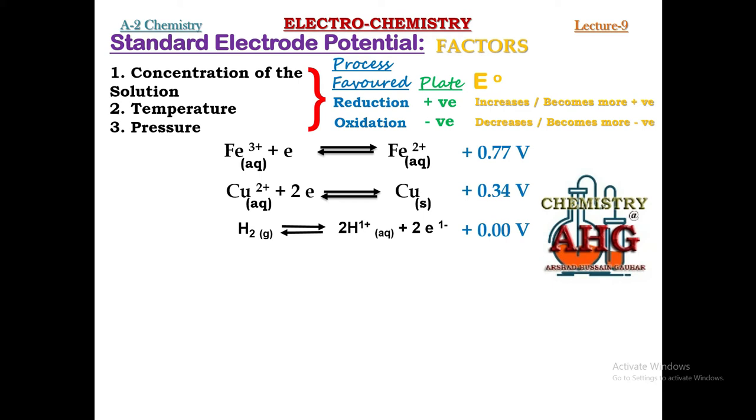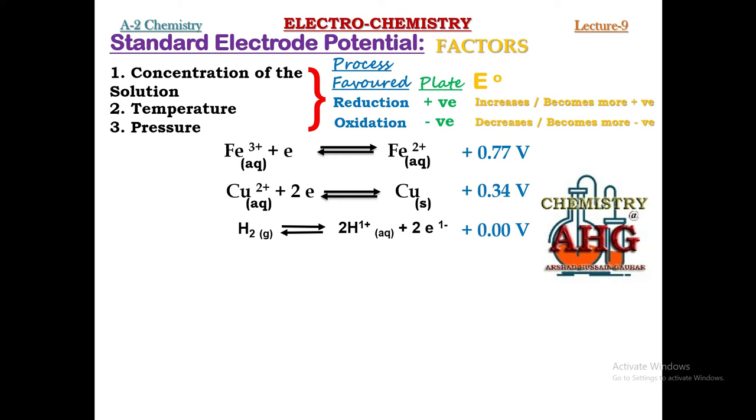So what does this mean? It means when we increase the pressure, the equilibrium will shift toward the right side, from more to fewer moles of gas. It means in the forward direction, which process will be favored? Oxidation will be favored. Oxidation means the hydrogen half cell would become anode, the plate would get negative charge, and the numerical value of E naught would decrease, it would become more negative.